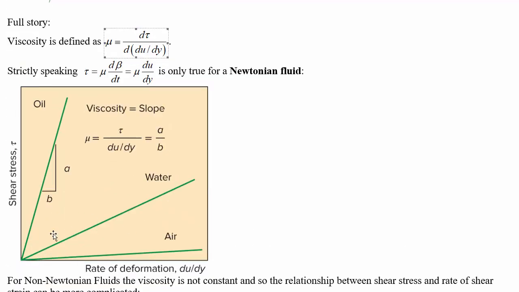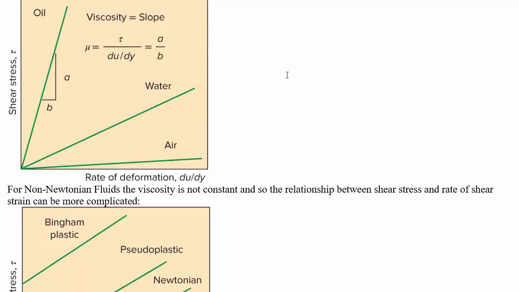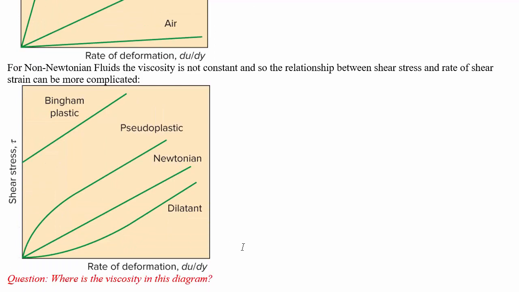This is an example for water, a lot of oils, air, that there's a different slope for these different things, but they are all Newtonian fluids. An example of some non-Newtonian fluids would be things that have a shear stress versus rate of shear strain curve like the following. So Newtonian is the nice linear one that crosses through the origin.